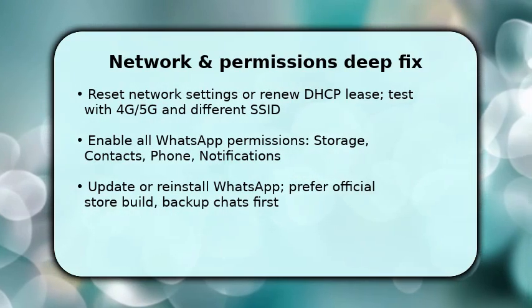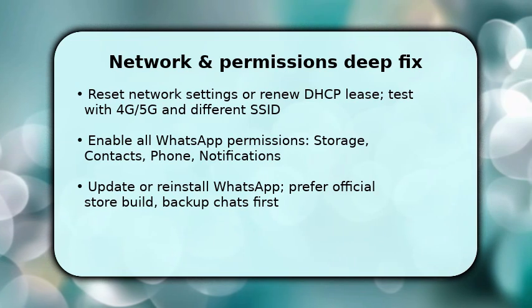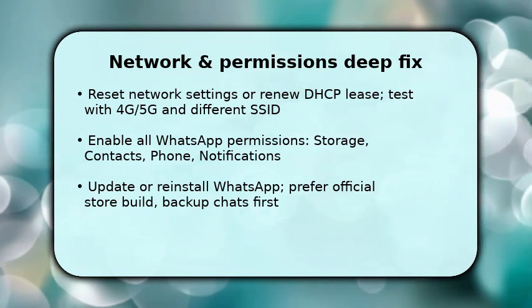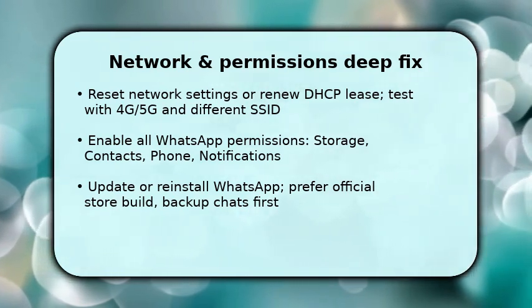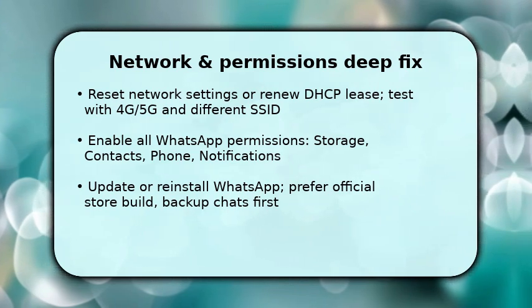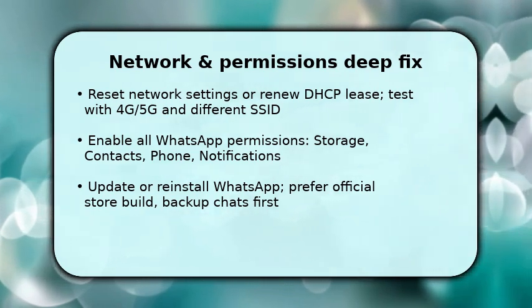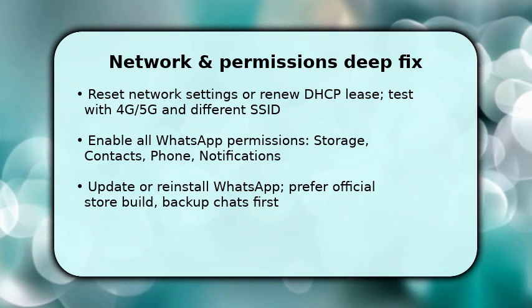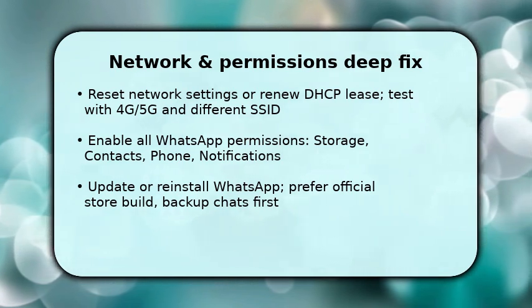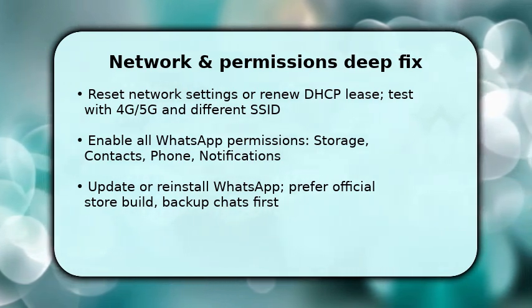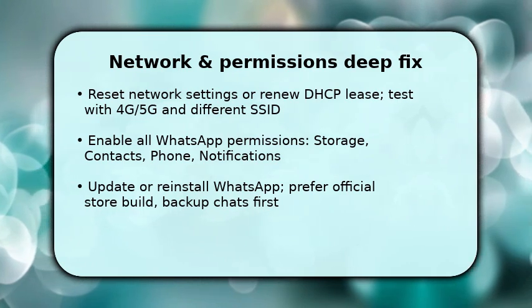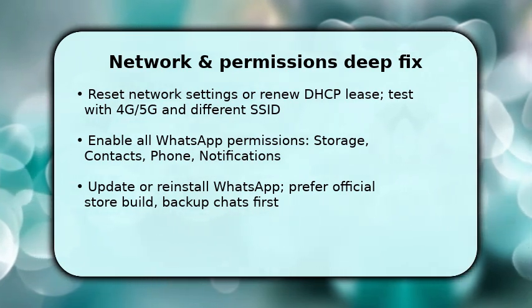Now you tackle deeper network and permission causes. Reset network settings or renew your DHCP lease to clear routing issues, then test on a different SSID or 4G/5G to isolate network-level blocks. Make sure WhatsApp has storage, contacts, phone, and notification permissions enabled so background services run properly.